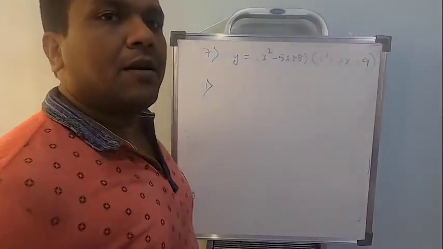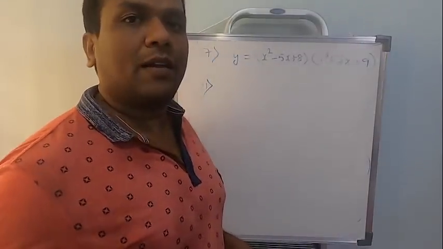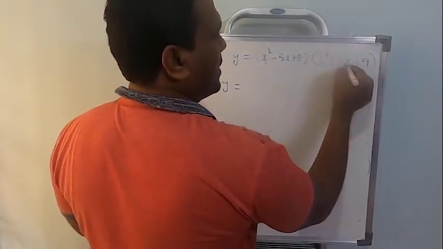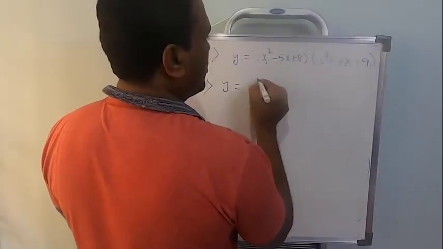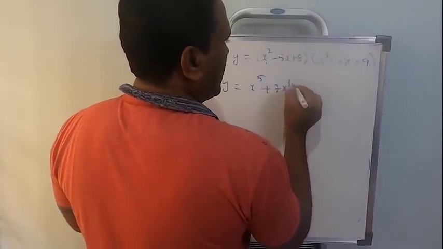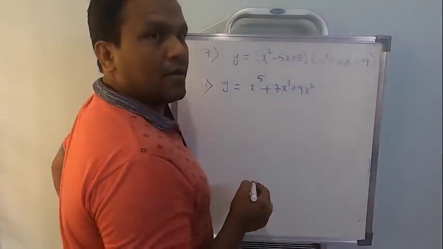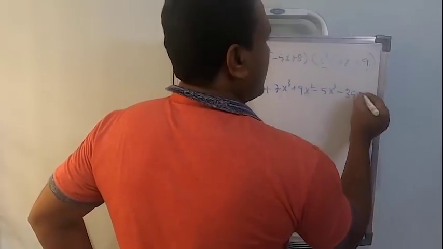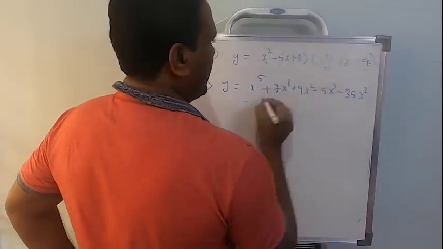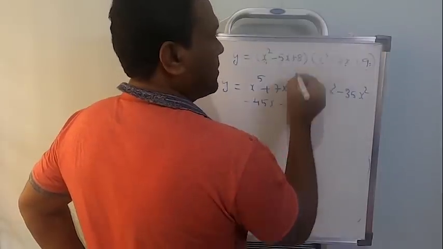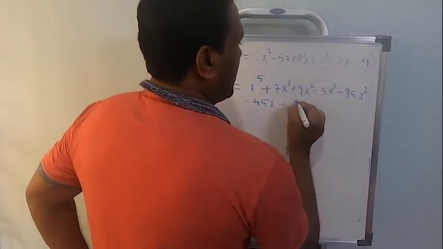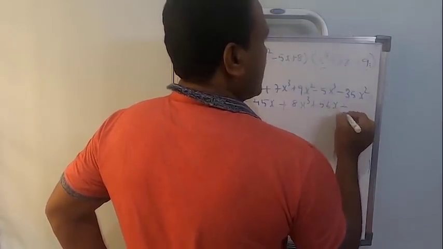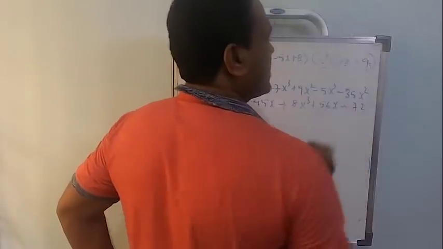Second method, they said first multiply, get a polynomial and then differentiate. So y will be equal to, I will multiply this now, x square will be multiplied for all. So x square into x cube, x power 5, plus 7x cube plus 9x square. Now multiply each term by minus 5x. So minus 5x cube minus 35x square minus 9 into 5, that's going to be minus 45x plus. Now multiply 8 for all the three. 8x cube plus 8 into 7, that's 56x plus 8 into 9, that's going to be 72.